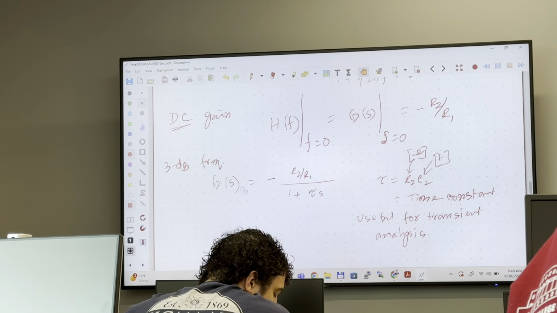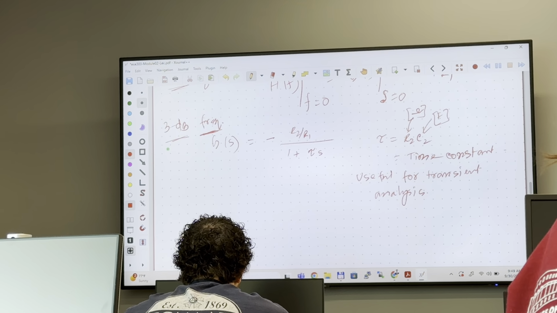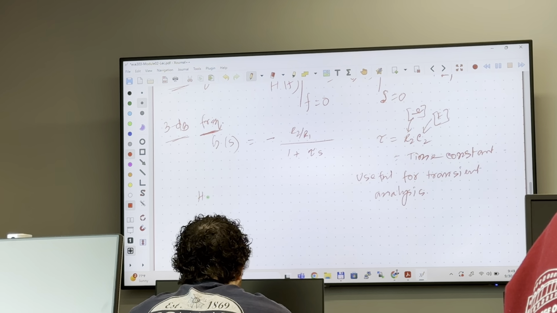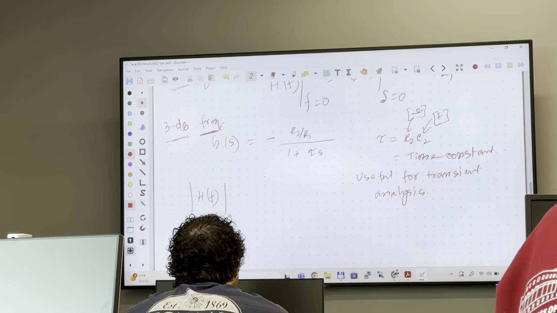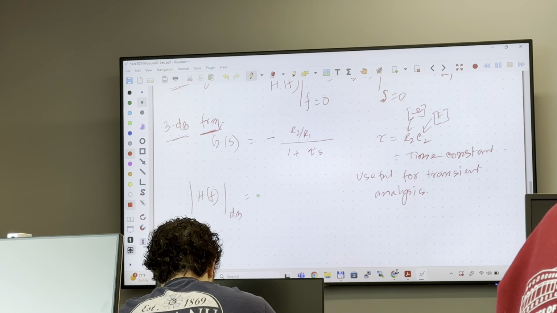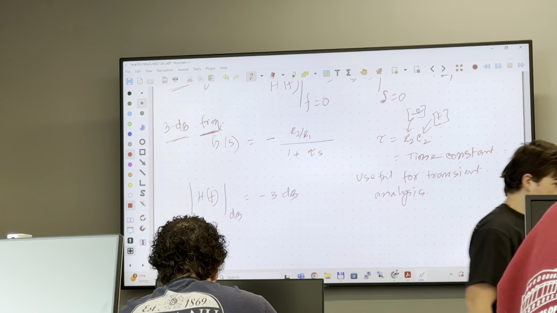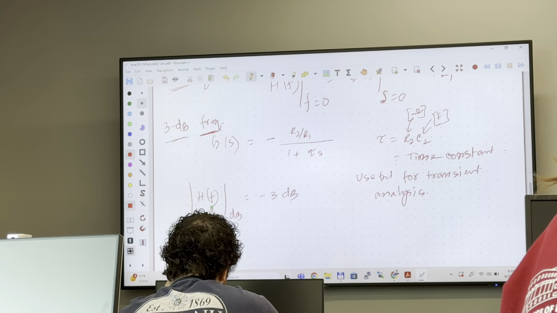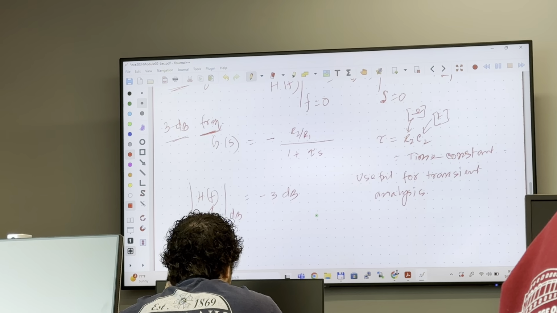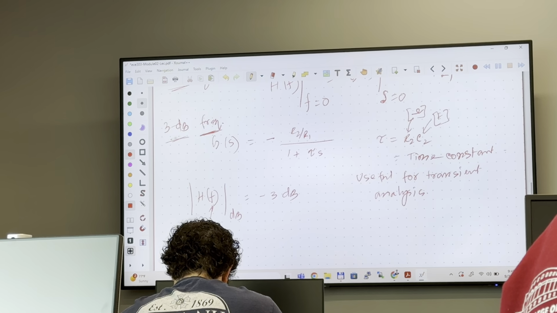Now, the 3 dB frequency: what does it mean? It means that the magnitude of H of f, in dB, is going to be negative 3 dB. At what frequency do you get a magnitude of negative 3 dB? That is called the 3 dB frequency.